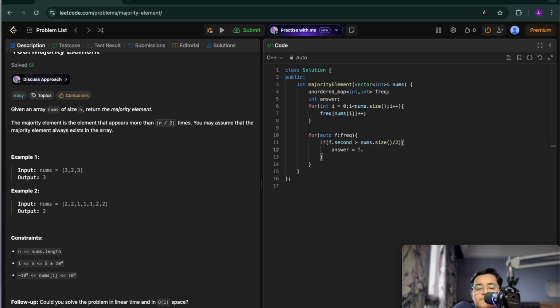We're going to store it in answer: answer is equal to f.first, and then we can break out of this. We don't need to iterate after we have found the element to return, and in the end we can just return answer.